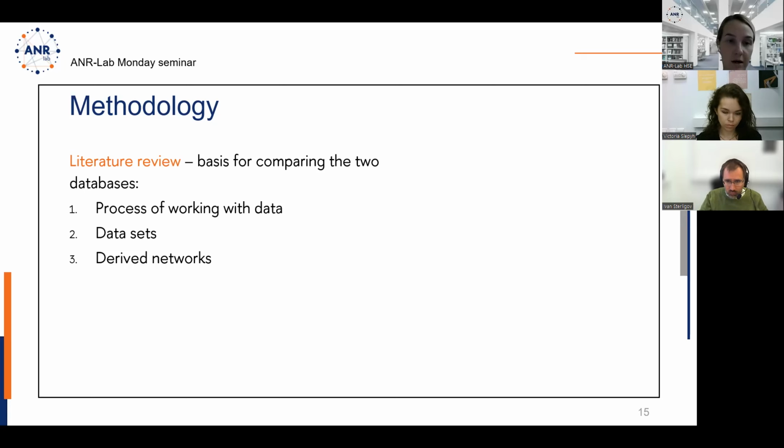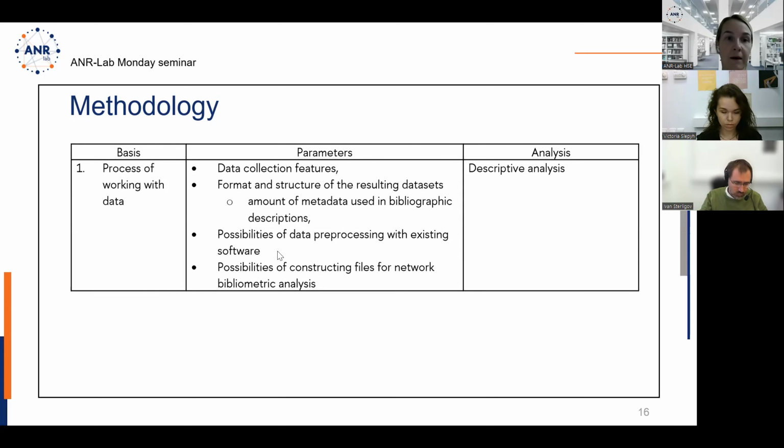And so this was our approach that we used. We looked at different parameters on this basis, and talking about the process of working with data, we were looking at data collection features, format and structure of the resulting data sets, and also the amount of metadata which is used in these bibliographic descriptions. Then we looked at the possibilities of data pre-processing and also constructing files for network bibliometric analysis with existing software.